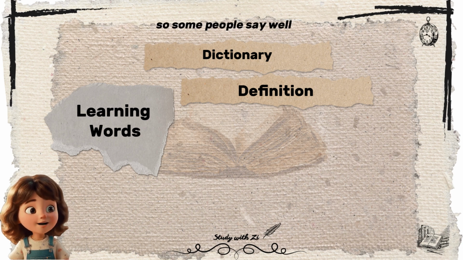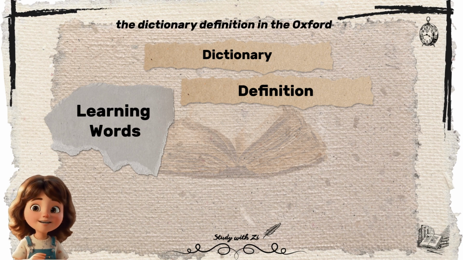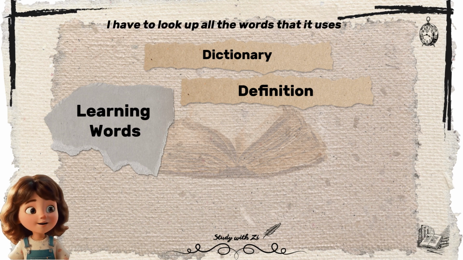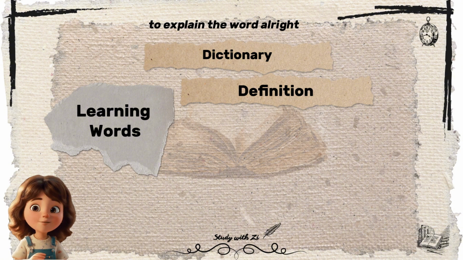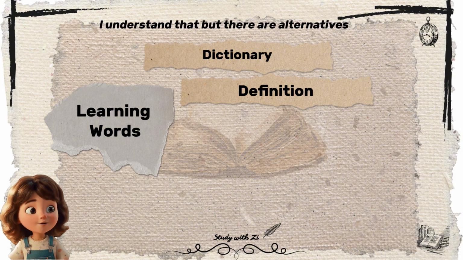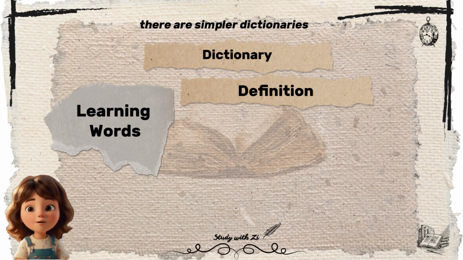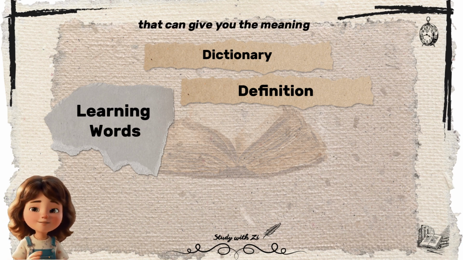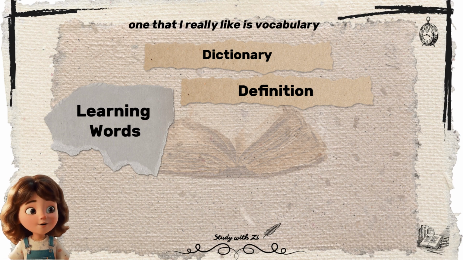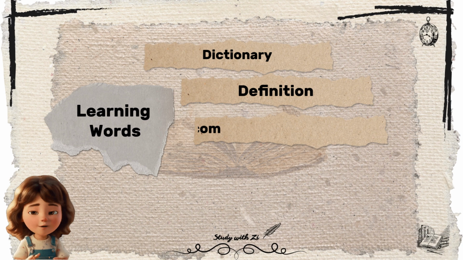Okay? So, some people say, well, the dictionary definition in the Oxford English Dictionary, I can't understand it. It's too hard. I have to look up all the words that it uses to explain the word. All right, fair enough. Fair enough. I understand that. But there are alternatives. There are simpler dictionaries that can give you the meaning, explain the meaning more simply. One that I really like is vocabulary.com.